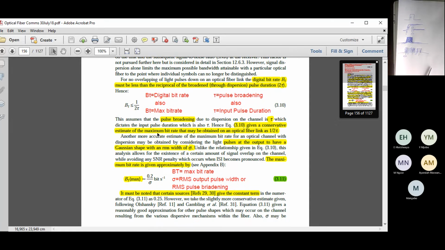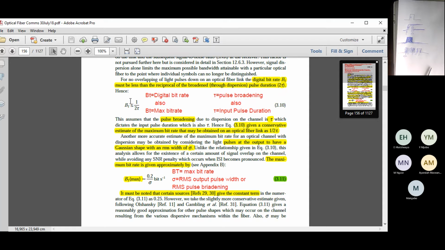So you guys must really read this paragraph, okay? Between formula 3.1 and formula 3.11. You must know these formulas, and you must know how to calculate the maximum bit rate. So remember sigma in this case is the RMS output pulse width. The output pulse width can be in nanoseconds, whatever. So sigma is that pulse width in microseconds or nanoseconds, or it's the RMS pulse broadening. And it's 0.2 over sigma, and that will be your maximum bit rate.